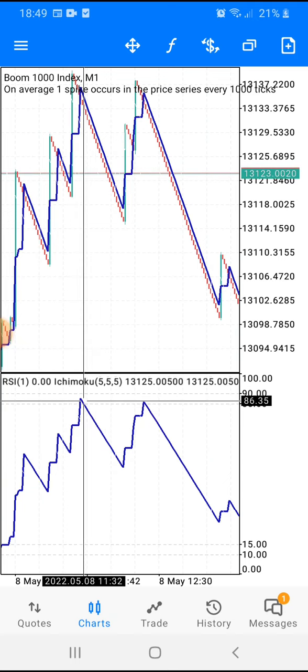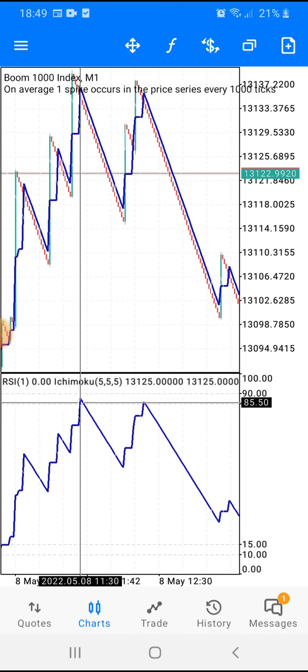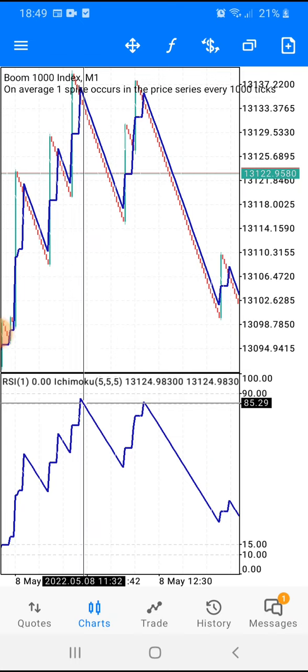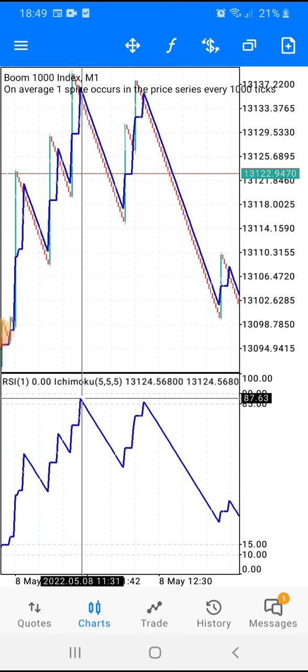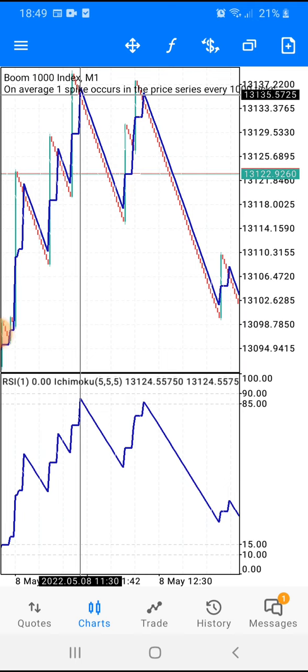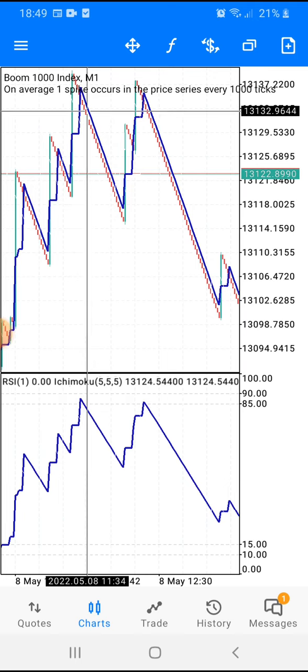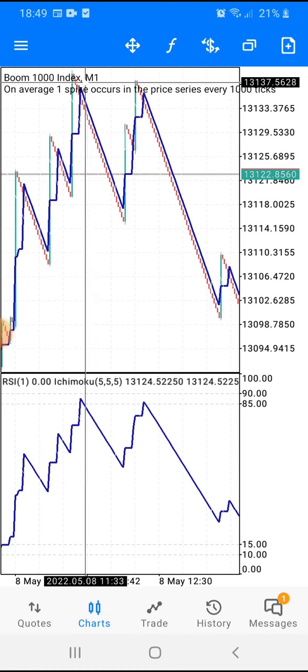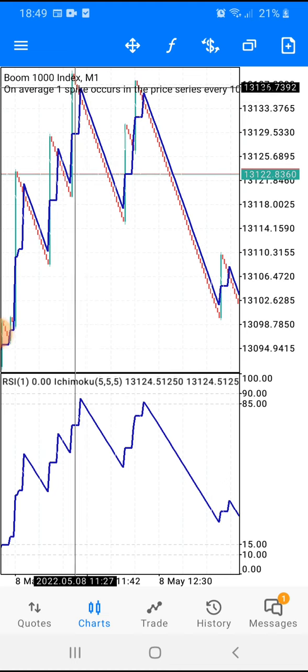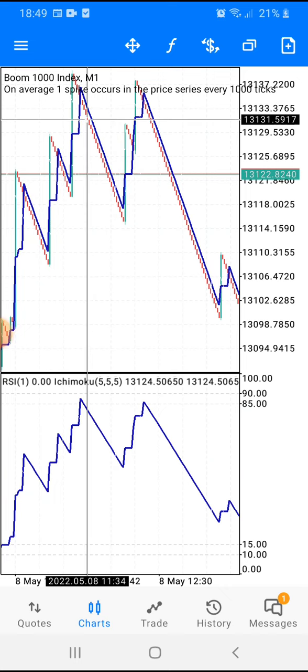Then here there was a crossing. So you wait now. You don't just take a trade once the Ichimoku is between level 85 and 90. You wait for a crossing below, and in Boom we are looking for opportunities where we can sell. So it's a scalping strategy. You wait for a crossing of these red candles going downwards.